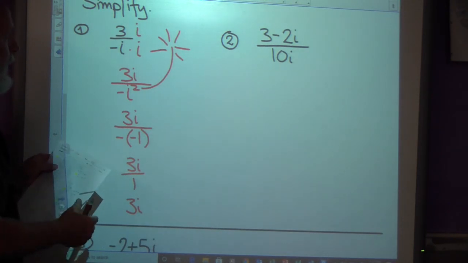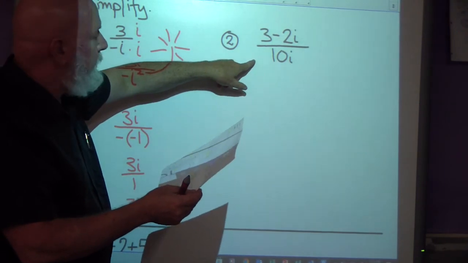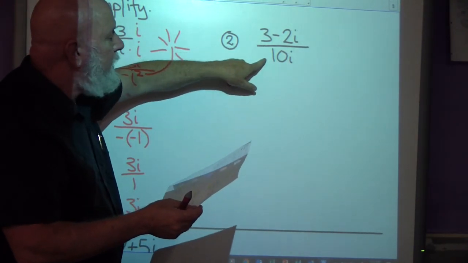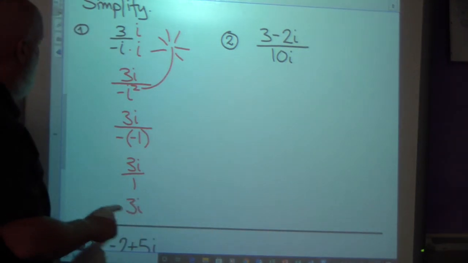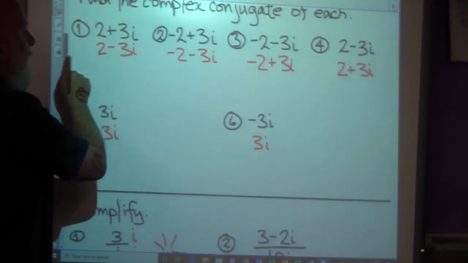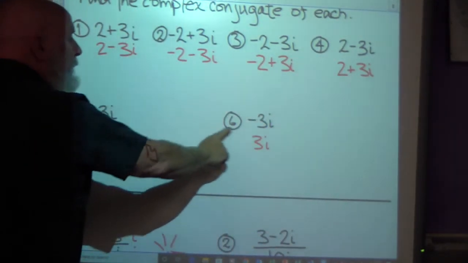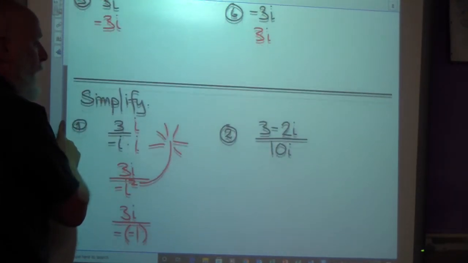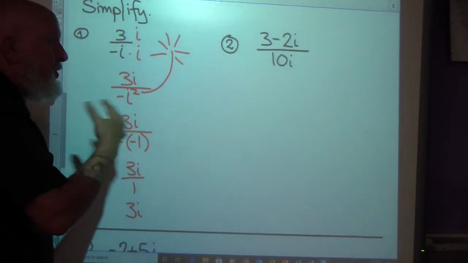Alrighty. On number 2 here, I think I've written problem number 3 from the worksheet. So I'll work this one, and we'll see if we come up with an answer that's one of our choices on number 3. Again, we're just going to multiply the top and bottom of our fraction by complex conjugates. And the bottom of the fraction should not have an i in it when we get done. That's what we're shooting for.